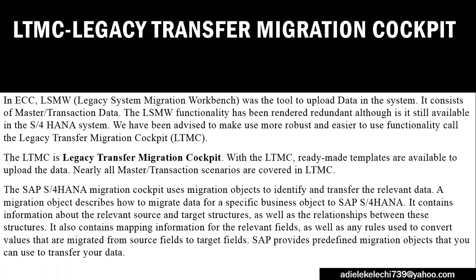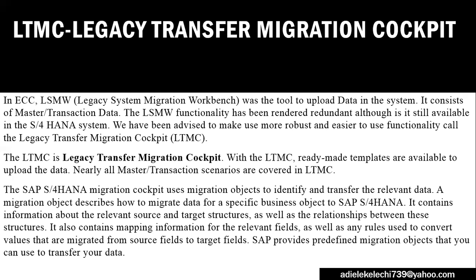The SAP S4HANA Migration Cockpit uses migration objects to identify and transfer the relevant data. For each of your templates, there are required objects that you need to provide information for, for the system to be able to do your data migration. A migration object describes how to migrate data from a specific business object to SAP S4HANA. It contains information about the relevant source and target structure, as well as the relationship between these structures.